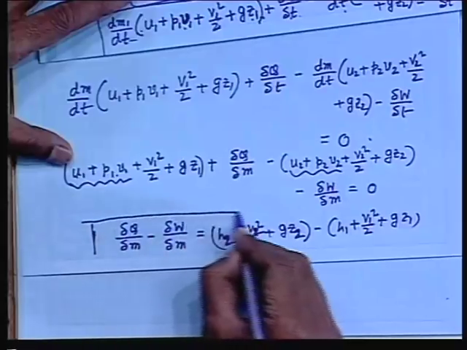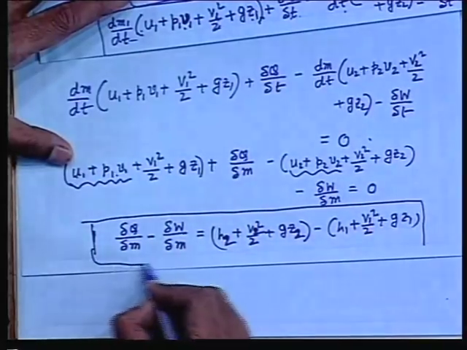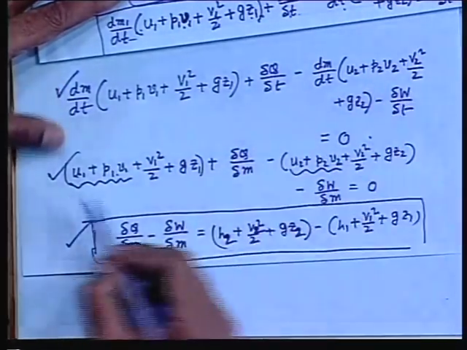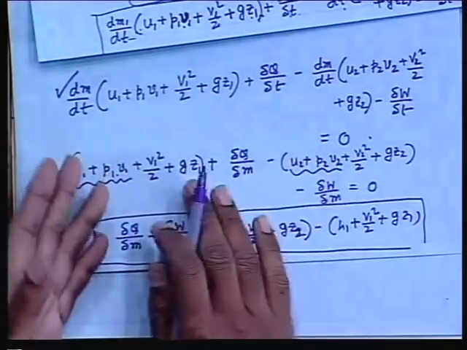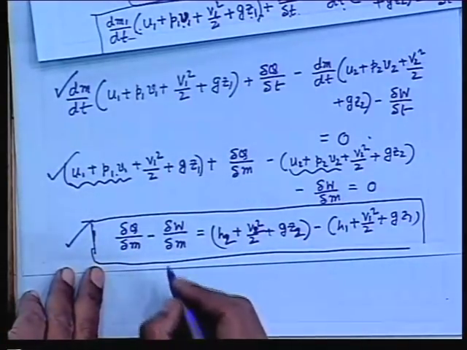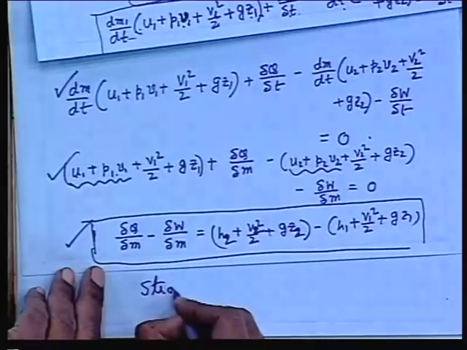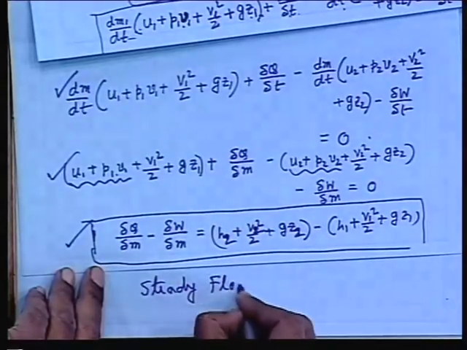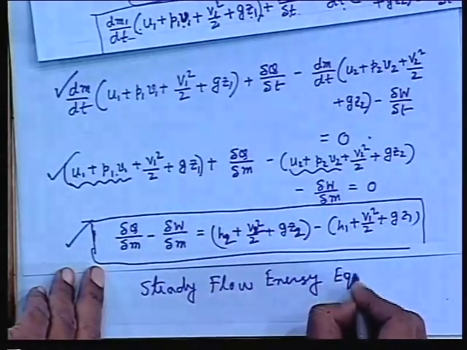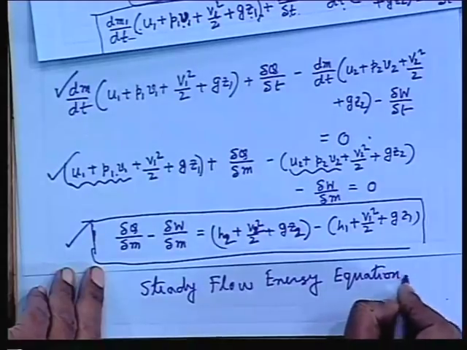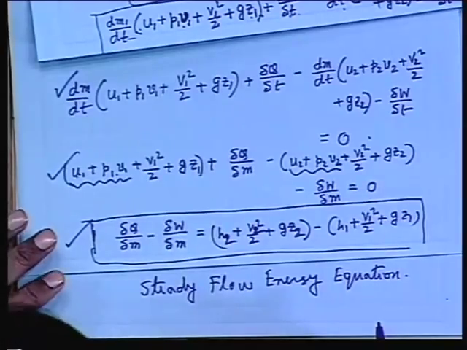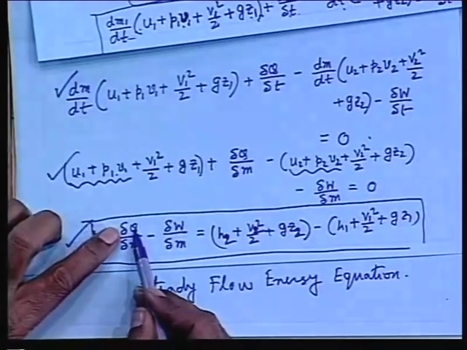This is known as the steady flow energy equation. Any one of these, either this or this or this: this is the time rate basis, this is the per unit mass basis, and this is written in a different arrangement. Any one of these three is known as the steady flow energy equation.